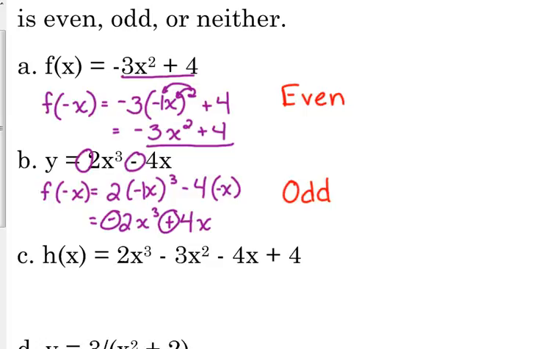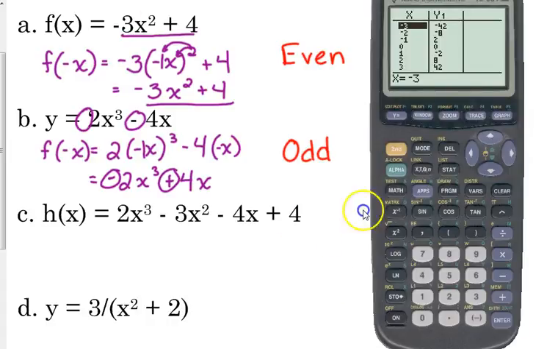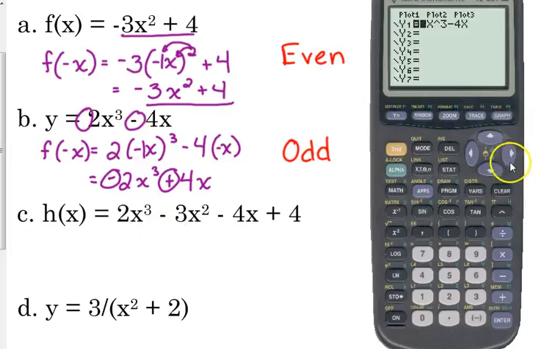All right, let's look at C. A was an even function and it had even exponents. B was an odd function that had odd exponents. C has a mixture of the two. So let's see whether this is even or odd. 3x squared minus 4x plus 4.